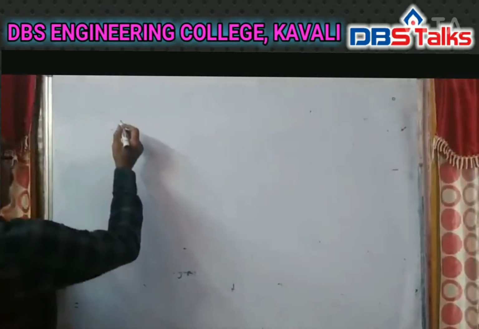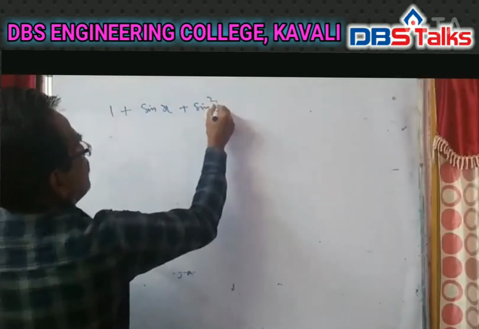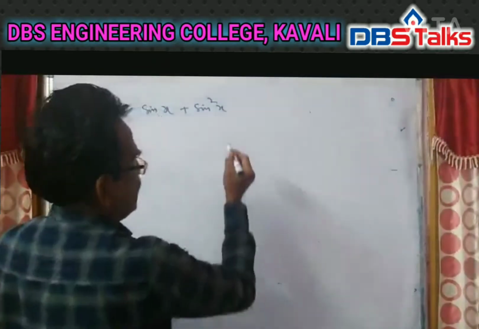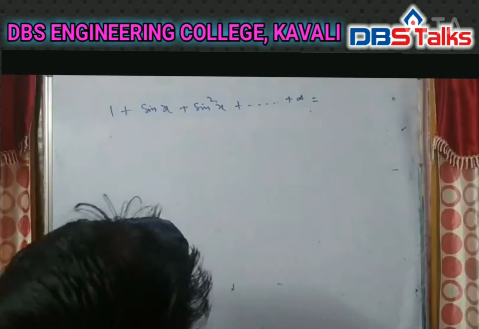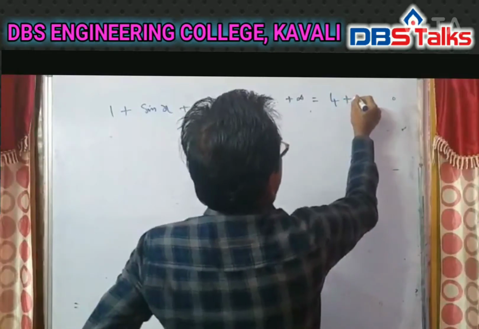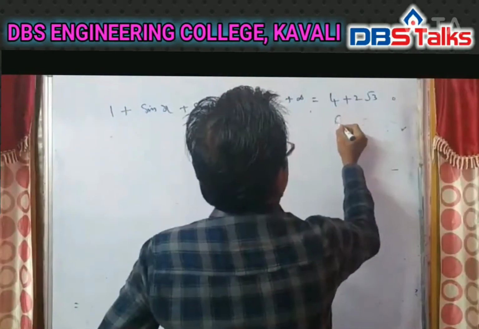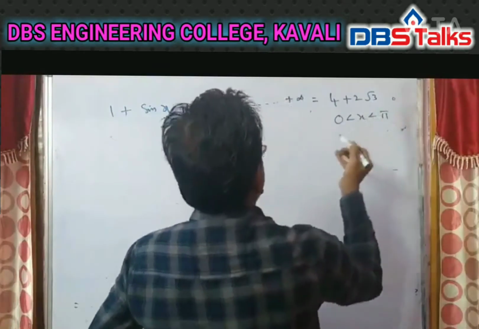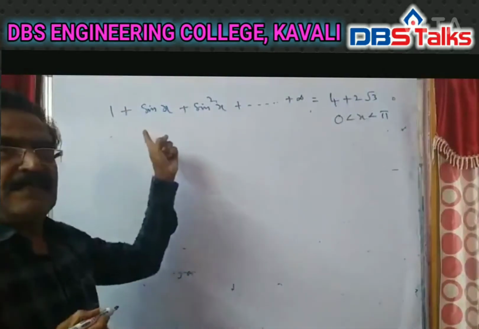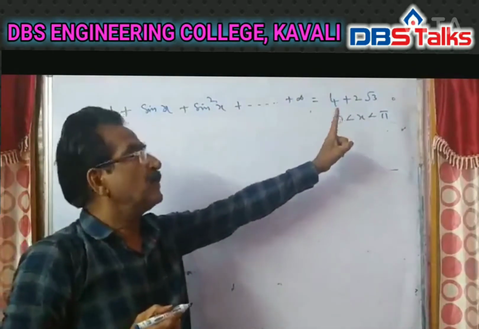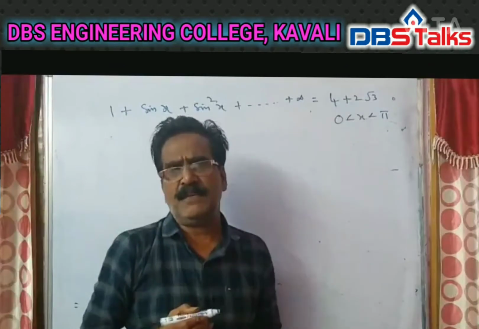1 plus sin x plus sin square x plus so on up to infinity is equal to 4 plus 2 root 3, where 0 is less than x less than pi. So we want the solution of this problem. What is the value of x?